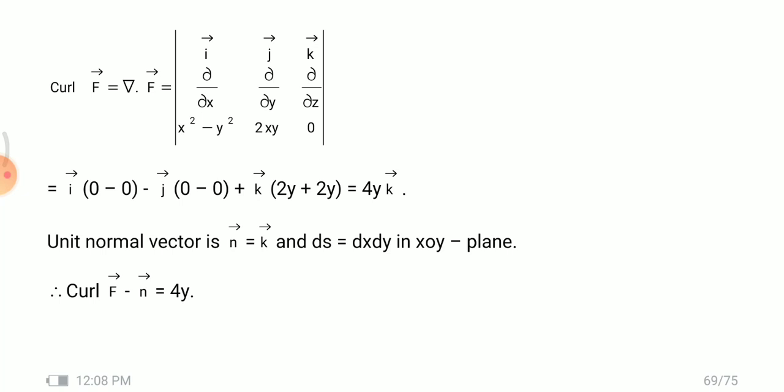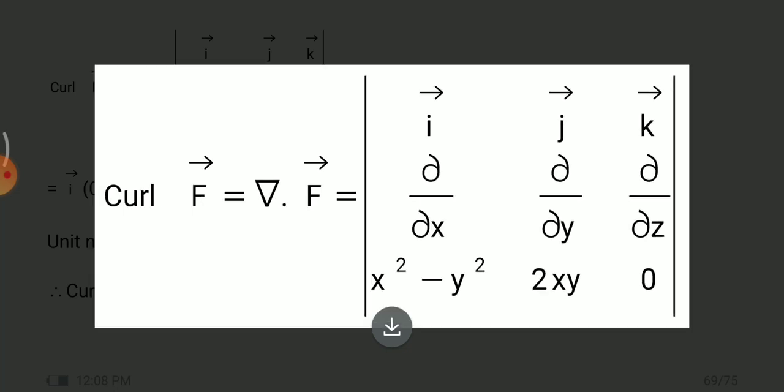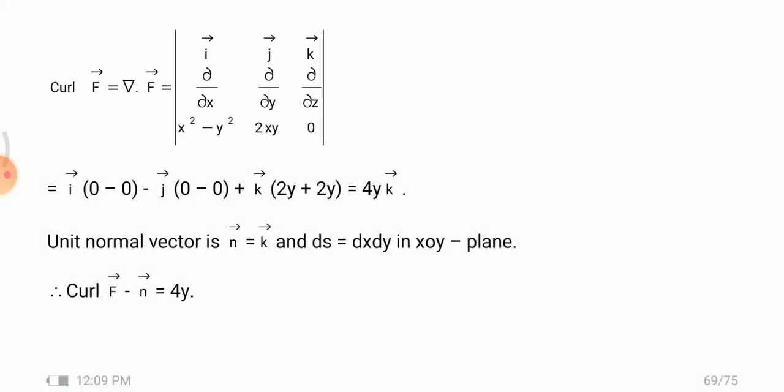So this is not the dot symbol, it is the cross symbol. Del cross F vector means it's a determinant value. Right? Determinant of i, j, k in the first row, dou by dou x, dou by dou y, dou by dou z in the second row. Third row elements are F vector coefficients of i, j, k. X square minus y square is the coefficient of i vector, 2xy the coefficient of j vector, and there is no k vector element, therefore put 0 in the last value. Now how to find the determinant value you already know from your matrices unit. i vector into 0 minus 0, minus j vector into 0 minus 0, plus k vector into 2y plus 2y. Finally we get curl F vector equal to 4y k vector.